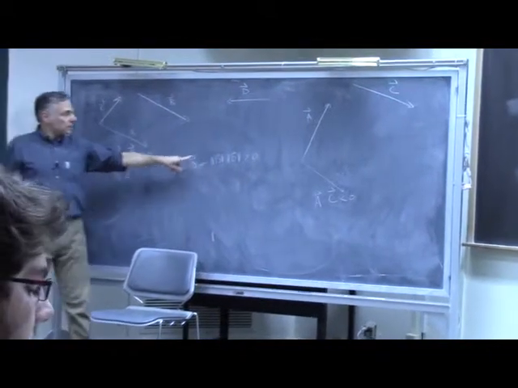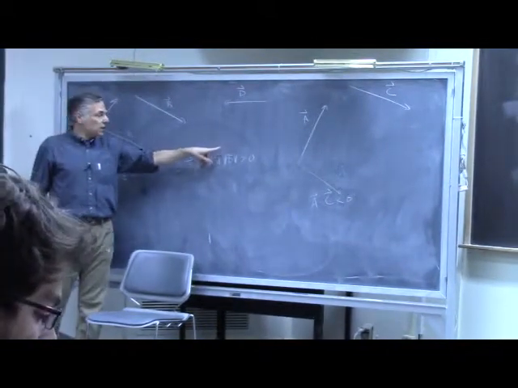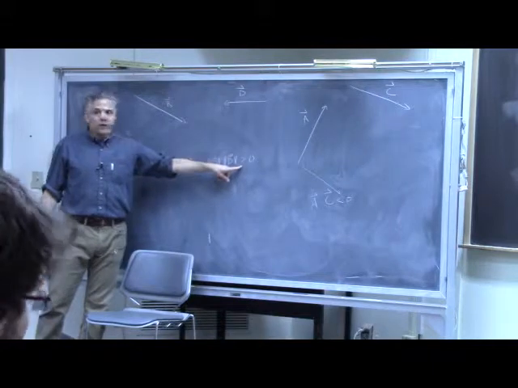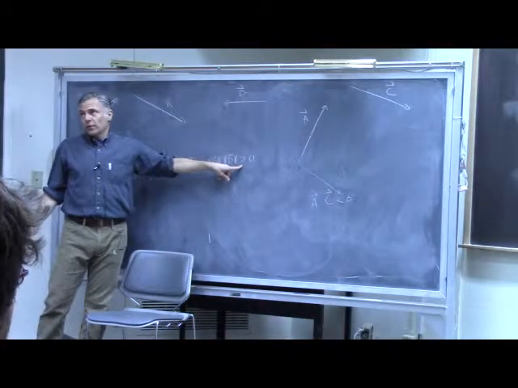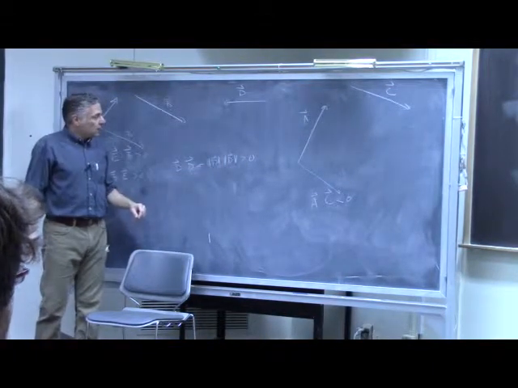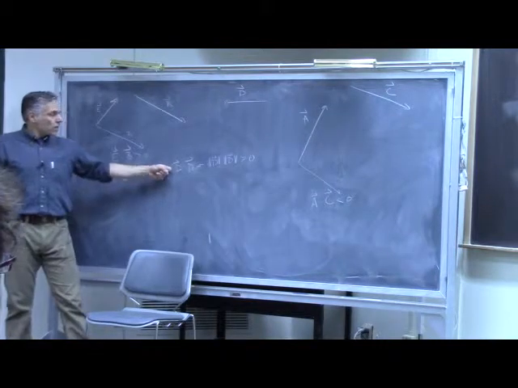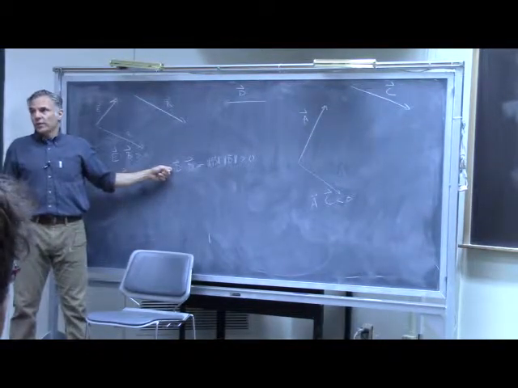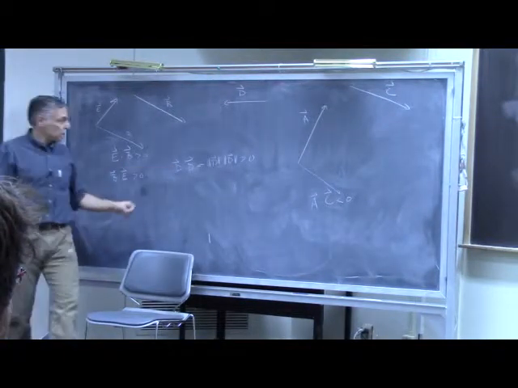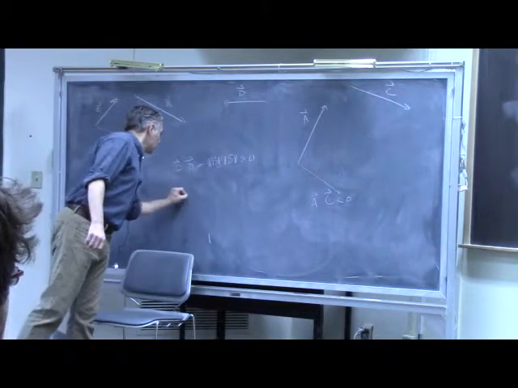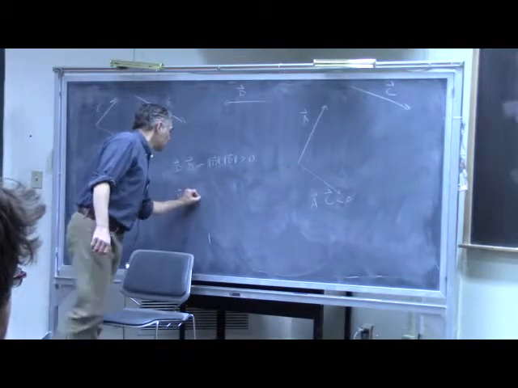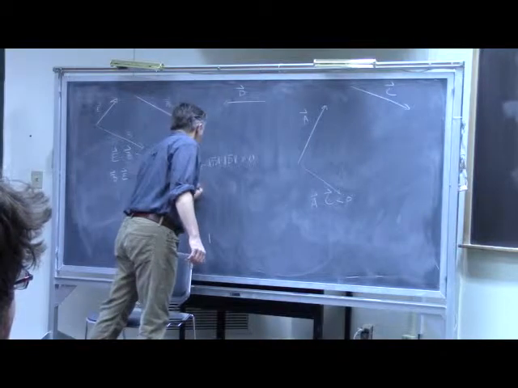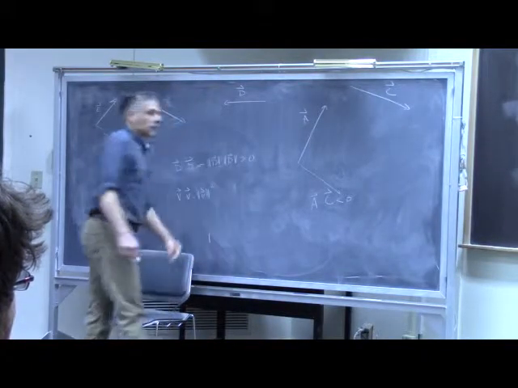D dot D is magnitude of D times magnitude of D. And that's always going to be greater than 0, unless D is 0. And this also can be a useful way to write the magnitude of a vector. So just in general, V dot V equals magnitude squared.